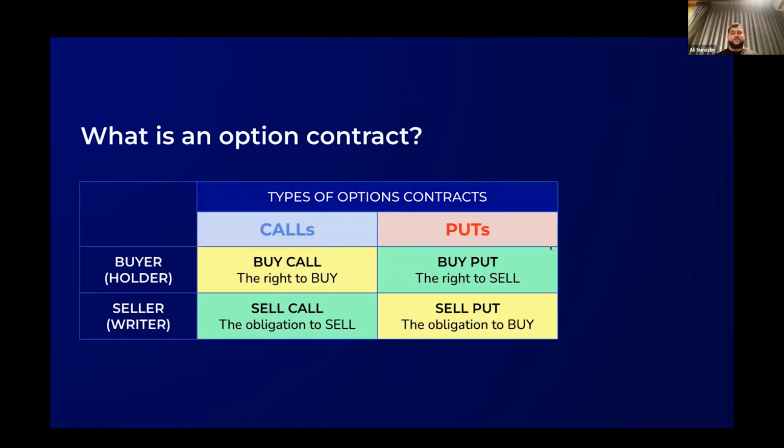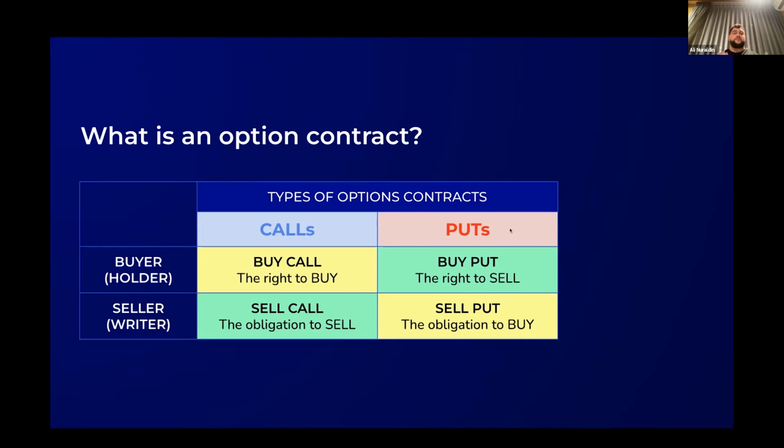So let's start with what an option contract is. An option contract gives a holder the right to buy or sell a specific quantity of an underlying asset at a specific price, called the strike price, on or before a specific date, depending on the contract type. Here you see on the table, there are two types of option contracts. One is called calls, another one is puts.